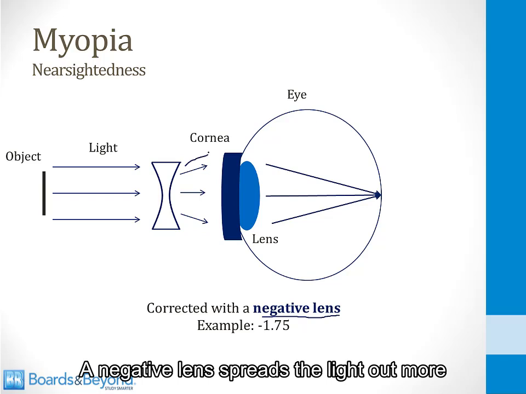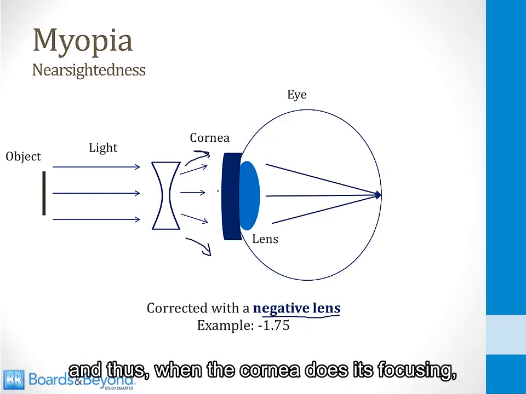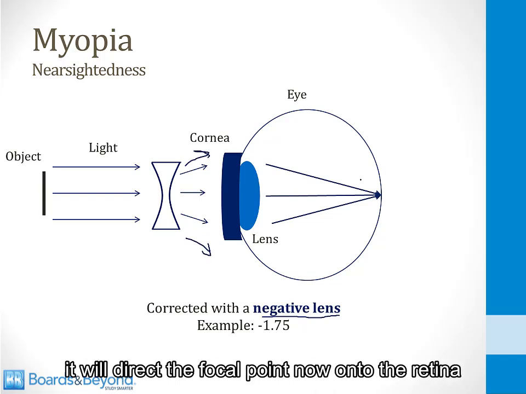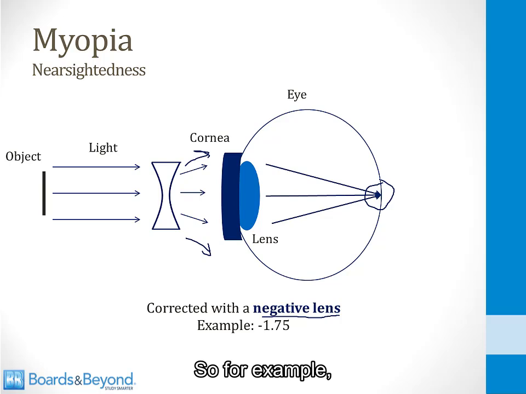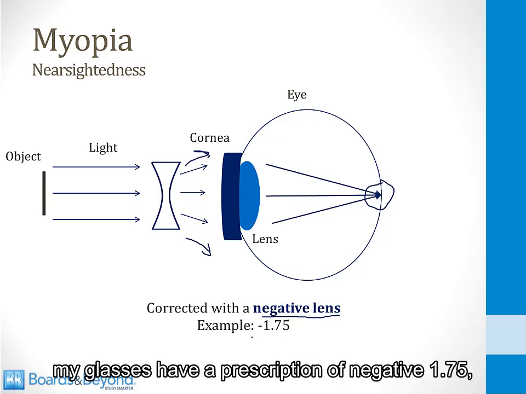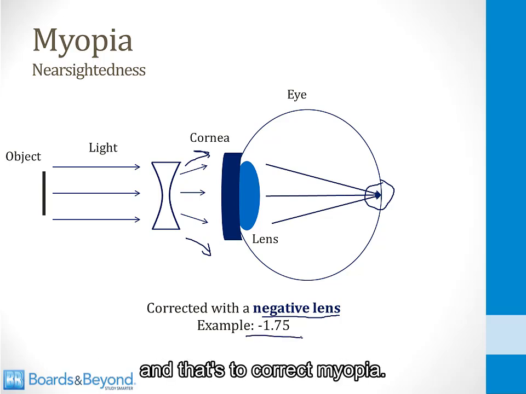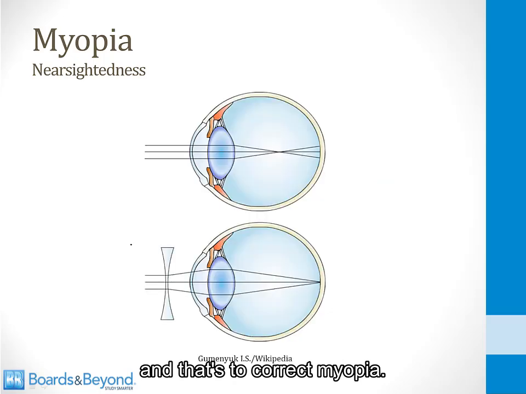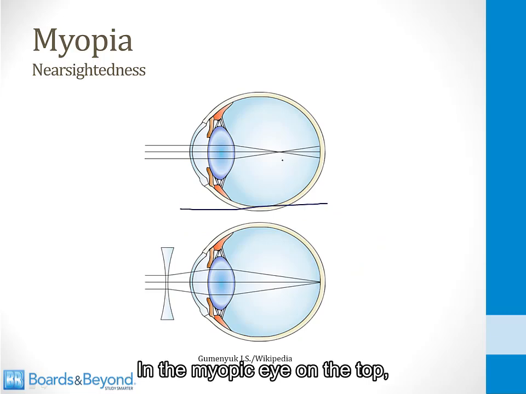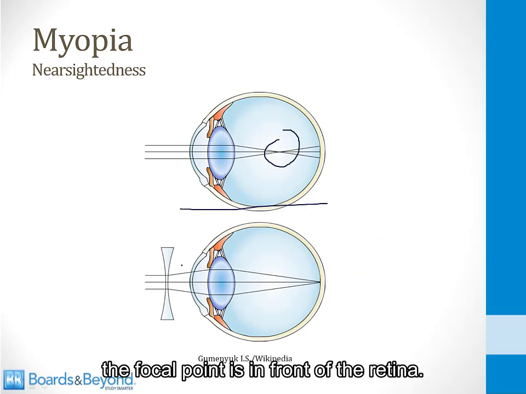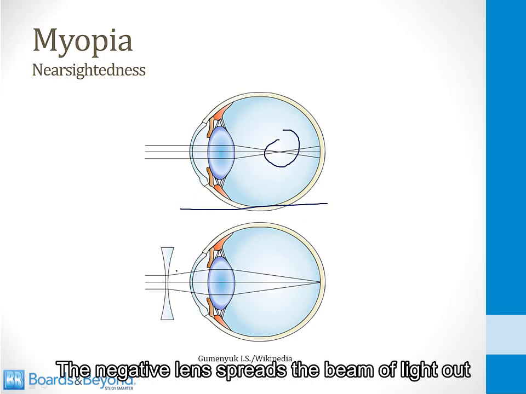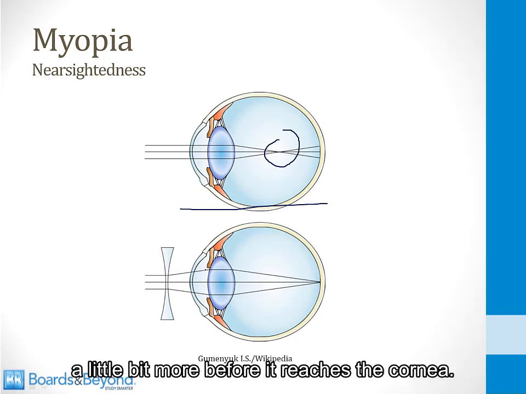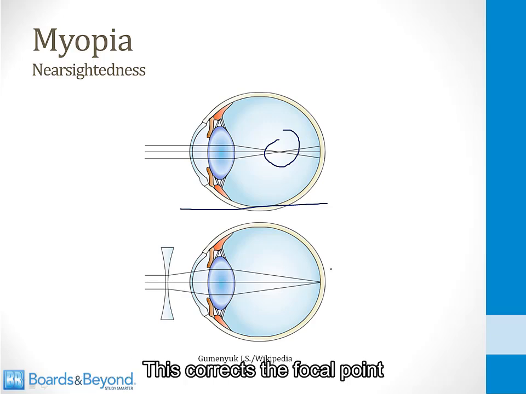A negative lens spreads the light out more, and thus when the cornea does its focusing, it will direct the focal point now onto the retina instead of in front of the retina. So for example, my glasses have a prescription of negative 1.75, and that's to correct myopia. And this is another picture from the web just to make this even more clear. In the myopic eye on the top, the focal point is in front of the retina. The negative lens spreads the beam of light out a little bit more before it reaches the cornea. This corrects the focal point so that it falls on the retina.